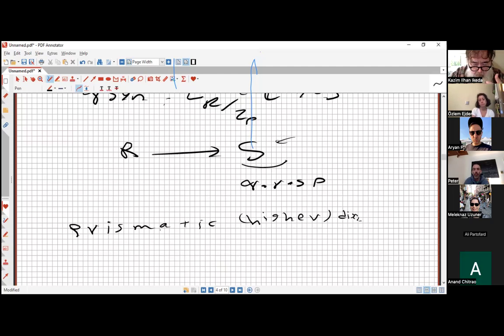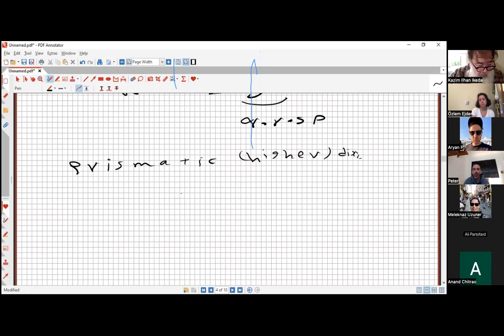A prismatic higher display is the data of a projective module. A prismatic higher display over R is a projective module over delta of R. We are assuming that R is quasi-regular semi-perfectoid. So there is a canonical prism associated to R, the final object of the prismatic site of R.